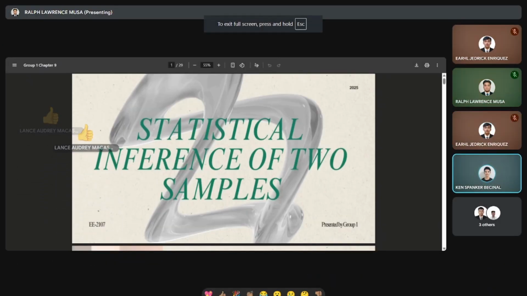Good day, everyone. Our topic is statistical inference of two samples. This lesson focuses on how we can compare two different groups or populations to determine if their means are significantly different. For example, if we want to know whether two classes of students have different average scores, or if two machines produce items with different average weights, we use this statistical method. Next slide.